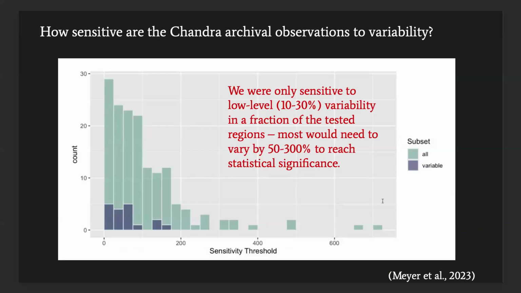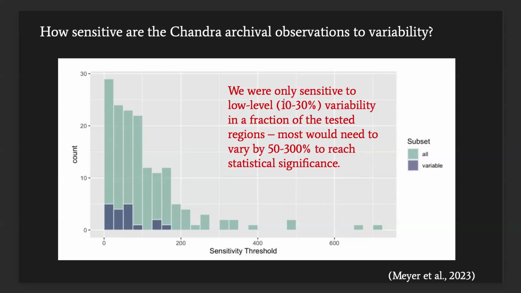So how sensitive are the Chandra archival observations to variability? Because we weren't able to see a clear signal from individual sources, and even the population-based evidence we have is broadly consistent with either 30% of the sample being variable at a higher level, or maybe 100% of the sample being variable at a bit lower level. And so that's an annoying trade-off.